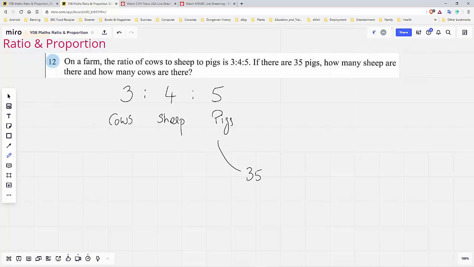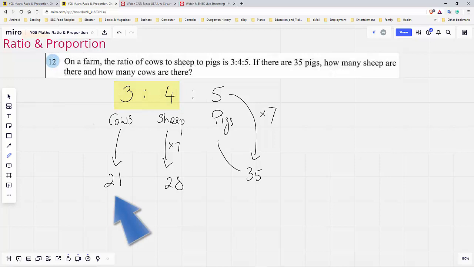Now how do you get from 5 to 35? Well, you multiply by something. The something, of course, is 7. Now if we're going to keep everything in the same ratio, then these numbers also have to be multiplied by 7. 7 fours is 28, and of course 7 threes is 21. So the answer is there's 21 cows, 28 sheep, and 35 pigs.